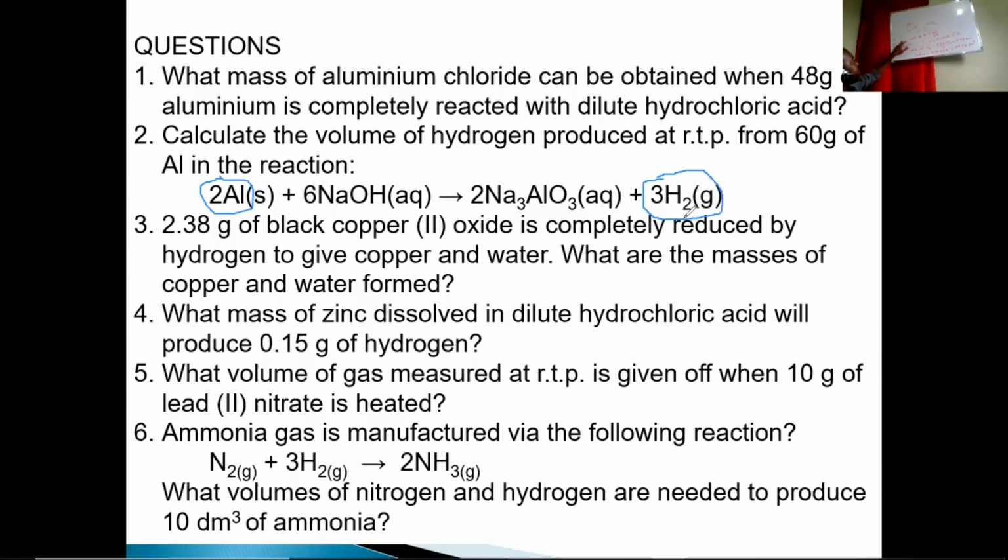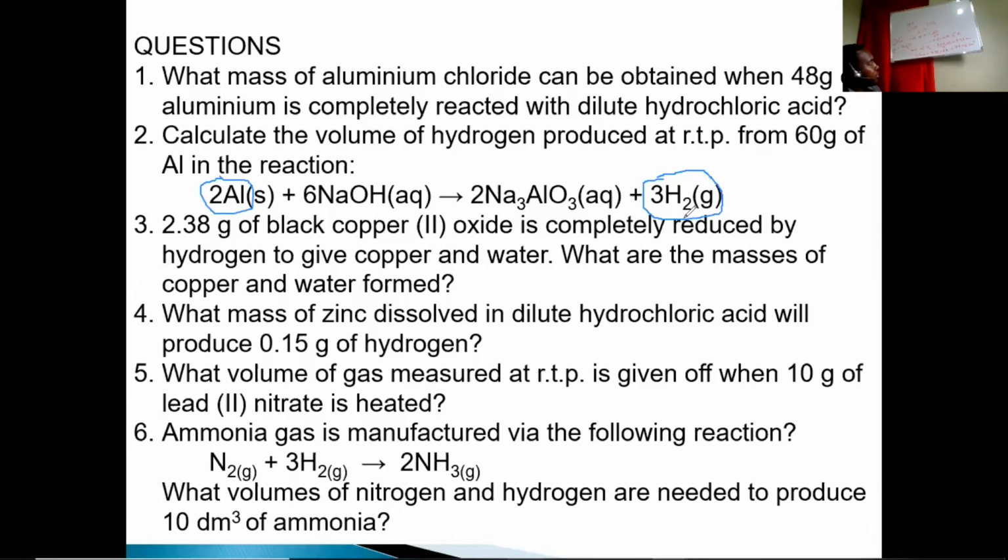right? So we want to know what mole it is, so we cross multiply. So it's 2 times x to give us 2x, and 3 times 2.22. Right? So we divide by 2. So the hydrogen mole will be 3 times 2.22 divided by 2 to give us the mole to be 3.33 moles of hydrogen. Right? But we don't want the mole of hydrogen, we want the volume.